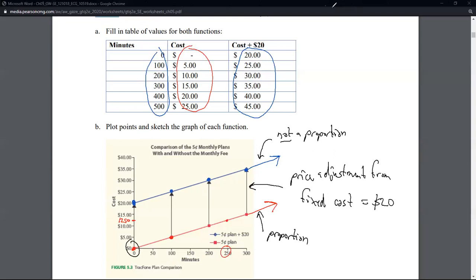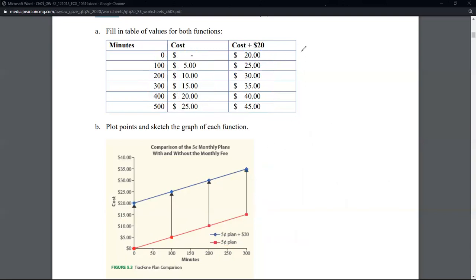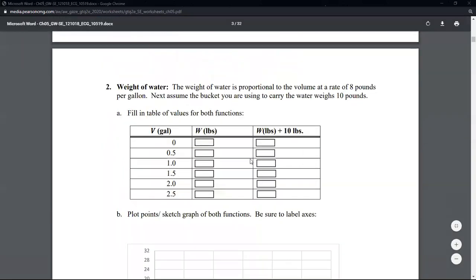So this is the premise of this guided worksheet. We're going to end up graphing 2 lines, one for no fixed costs, another with a fixed cost, and that's pretty much it. So let's clear our screen. Let's go to the next example, one that's not actually completed for us.